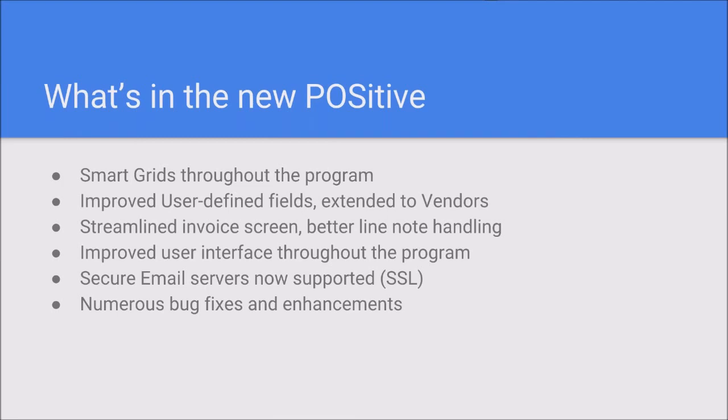We've improved user-defined fields. They now extend to vendors. So customers, vendors, and inventory now have user-defined fields, and we'll probably be extending those even further in the future so that you can have user-defined fields on invoices and purchase orders and things like that. We've streamlined the invoice screen, and we have better line note handling. I'll show that too. We've improved the user interface throughout the program. This is one reason we need the extra screen real estate.